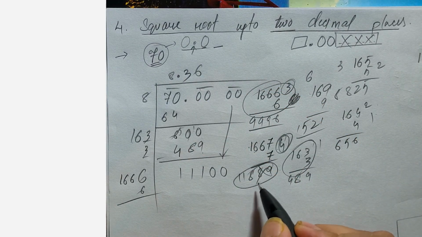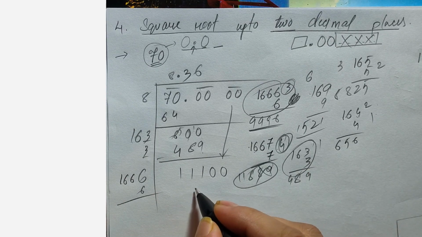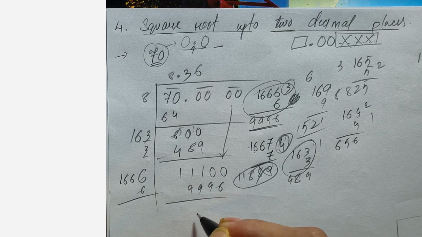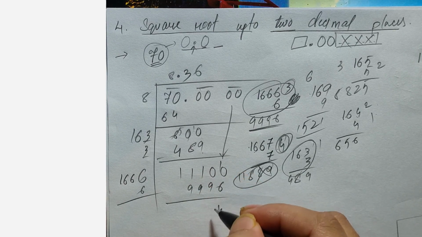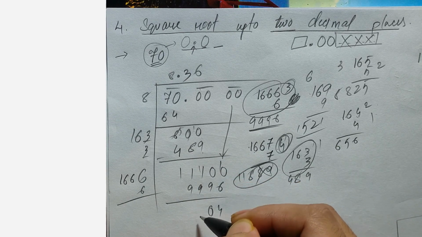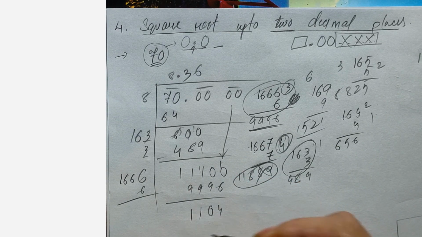Then we have this number, where is it? 9996. If you subtract, you get 4. Then 9 minus 9 is 0. Then here you have 10, so 10 minus 9 is 1, and 10 minus 9 is 1. Okay, so this is the number that you get as a remainder.